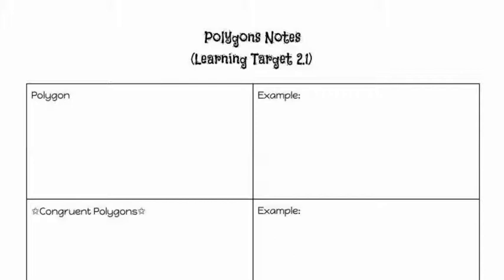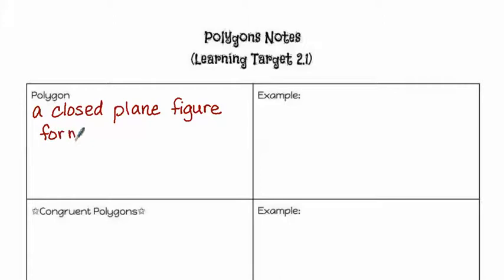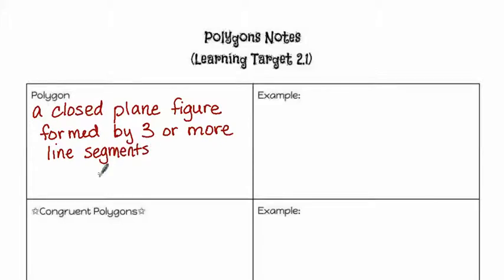So we start with the definition of a polygon. A polygon is a closed plane figure. That just means it lies on a flat surface. A closed plane figure formed by three or more line segments.